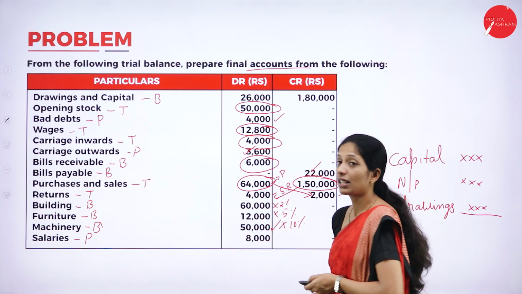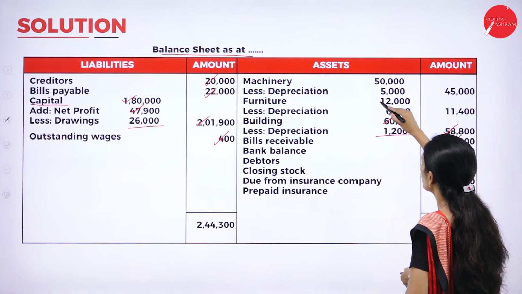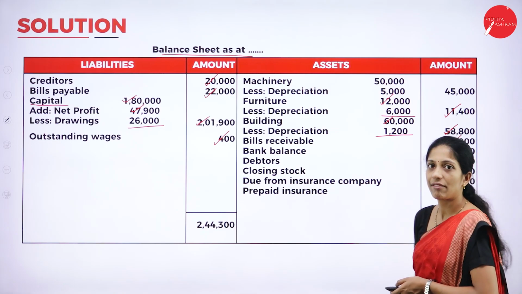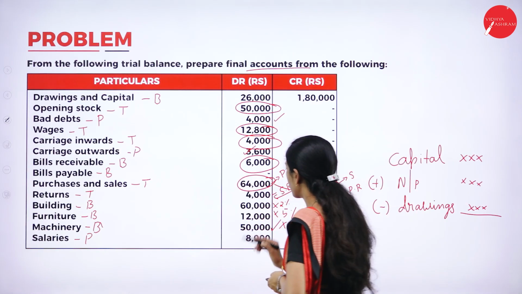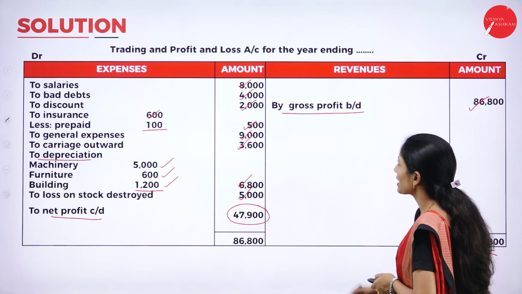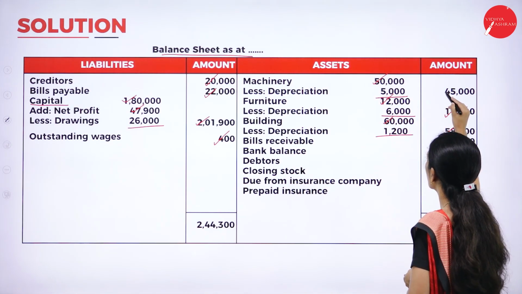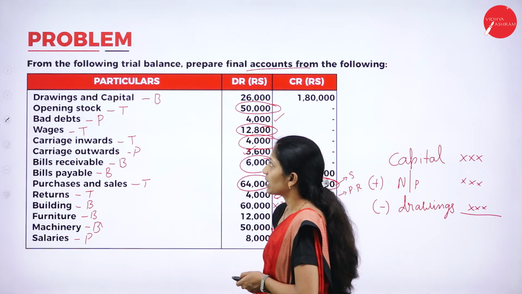Furniture 12,000, but there is a 5% depreciation. So furniture 12,000 minus 5% depreciation, that is 600, we get 11,400. After furniture, next we have machinery 50,000, but there is a 10% depreciation. So machinery 50,000 less depreciation 5,000, we get 45,000. Yes, we are done with this.